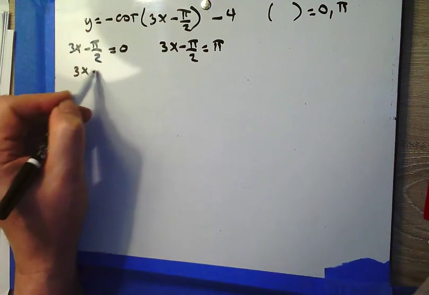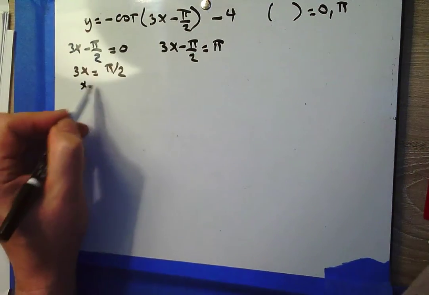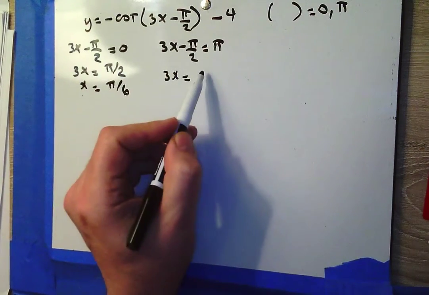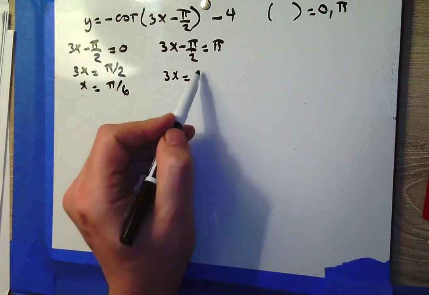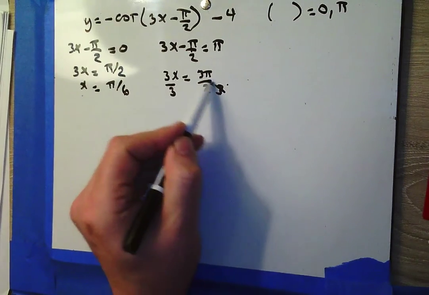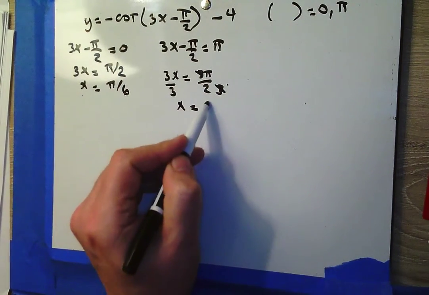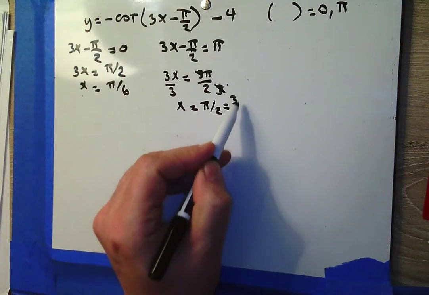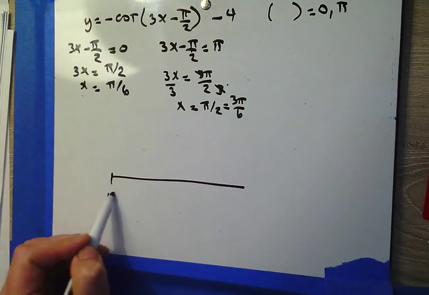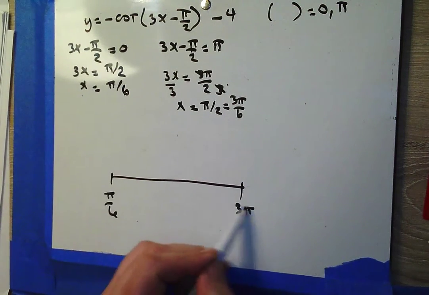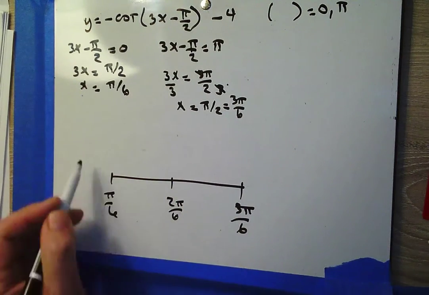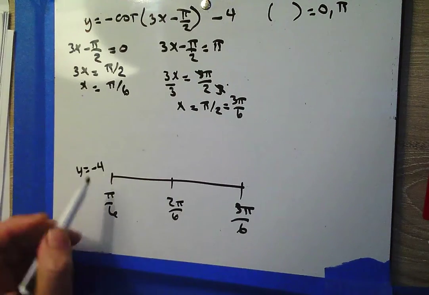I'm going to have 3x equals pi over 2 and x equals pi over 6. I'm going to have 3x equals 2 pi over 2 plus 1 pi over 2 is 3 pi over 2. And when I divide by 3, these 3's cancel, and I'll have x equals pi over 2, which is also 3 pi over 6. Okay, so I've got pi over 6 and 3 pi over 6. Halfway in between is 2 pi over 6. This is y equals negative 4.